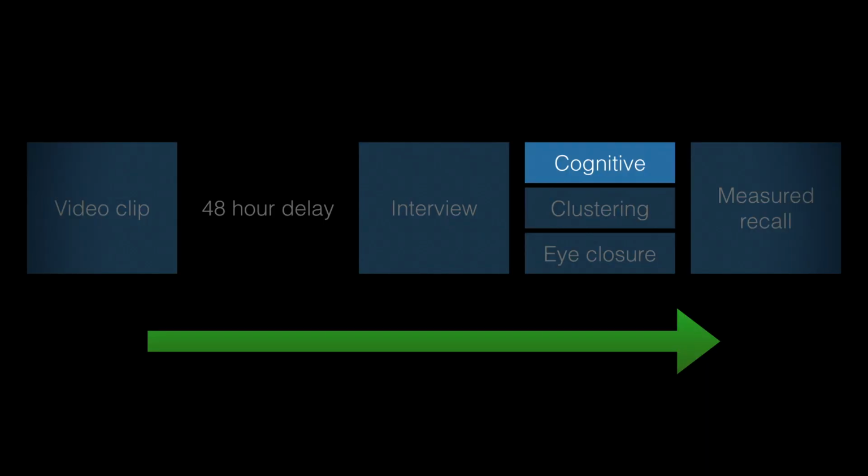Paolo and colleagues in 2016 investigated replacing the change order mnemonic with category clustering recall. In this study, they randomly allocated 66 Portuguese students to one of three conditions. The first was a standard enhanced cognitive interview condition. The second condition used a revised enhanced cognitive interview with category clustering recall instead of the change order technique. And the third condition was a revised enhanced cognitive interview with category clustering recall instead of the change order technique, but with eye closure and additional open-ended follow-up questions.